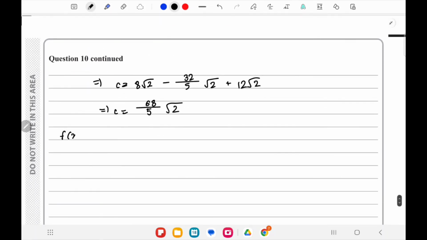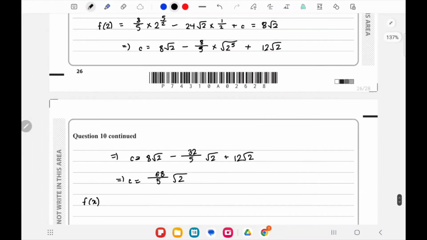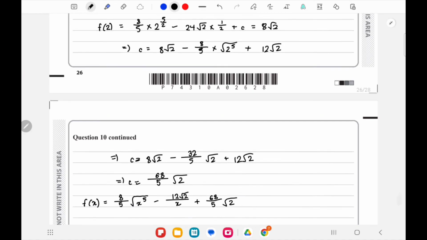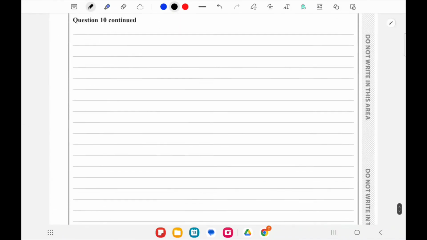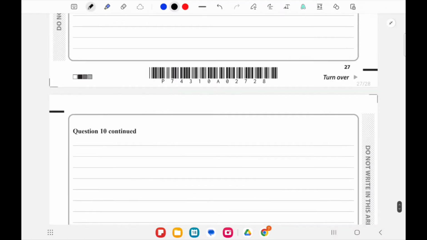So f of x would be 8 by 5 root over x to the power 5 minus 12 root 2 by x plus 68 by 5 root 2. So this is the answer for 10B, and that's it for this paper.